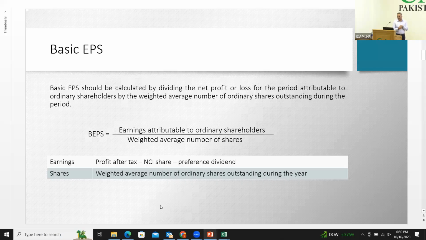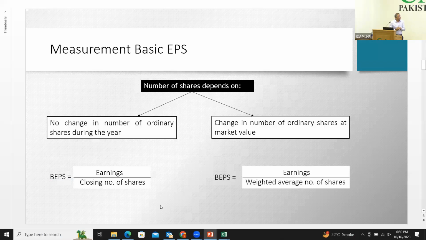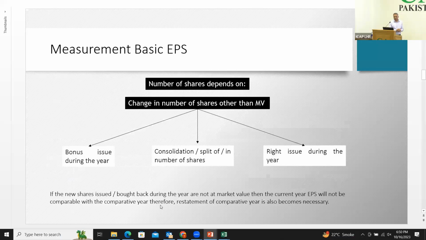Then, as I already said, it's very important whether shares issued during the year are at market value or at other than market value. If there is no change, simply the closing number of shares will be your denominator. Otherwise, the weighted average number of shares will be your denominator. But if the shares have changed and the change is other than at market value, the shares issued or purchased back at other than market value, then it will have an effect on the comparative year as well. Examples can be a bonus issue, consolidation or split of shares, and then rights shares we have.